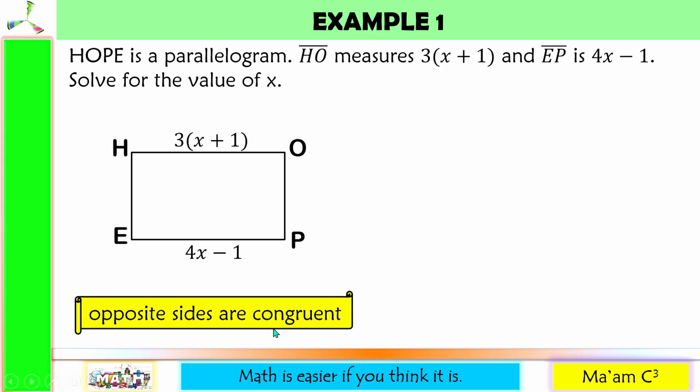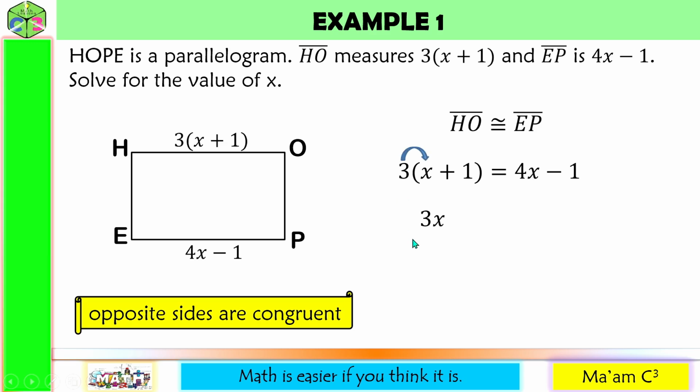Since opposite sides are congruent, then it means line segment HO is congruent with line segment EP. It means their measurements are equal. So 3 times the quantity x plus 1 is equal to 4x minus 1. To solve this one, let us distribute first 3 here. So 3 times x is 3x. 3 times 1 is equal to 3. Then let us copy equals 4x minus 1.